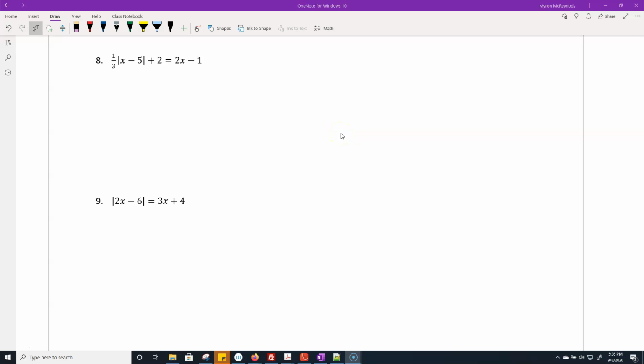All right, class number 8 on the solving absolute value review is we got this 1/3 times the absolute value of x minus 5 plus 2 equals 2x minus 1. So this is the first time where on the other side of the equation we have an x and a number, like 2x minus 1. We have a binomial over here. And so this one's going to be a little bit tougher. And so let me show you how this works.